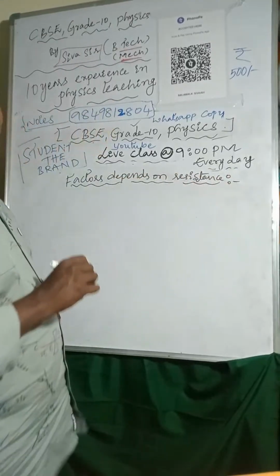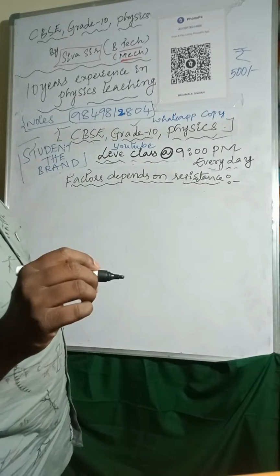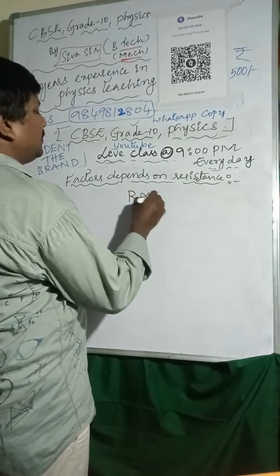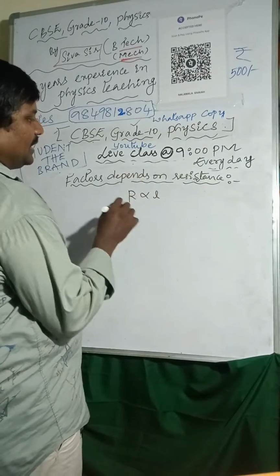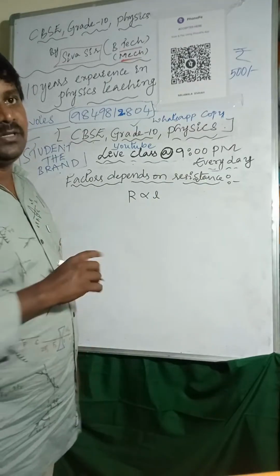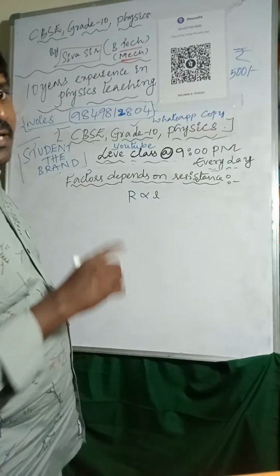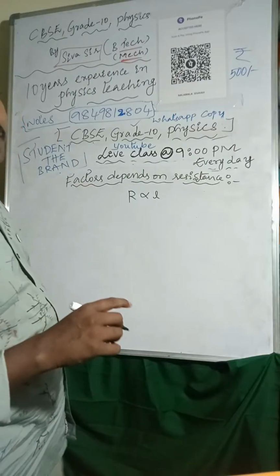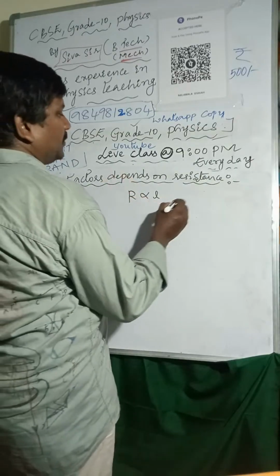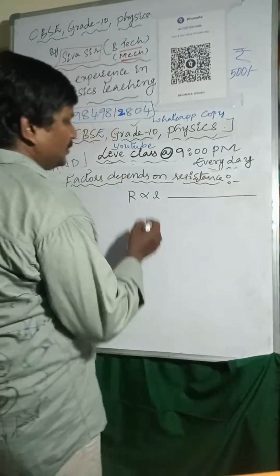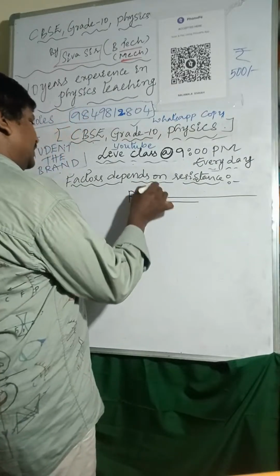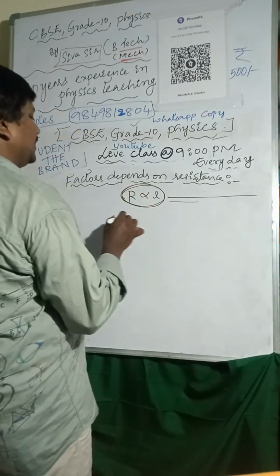Resistance depends on the length of the conductor. R is directly proportional to L. Questions will come related to this. Resistor and resistivity are very very important. If you take a long length, resistance will be more. If you take a short length, resistance will be less. So resistance is directly proportional to the length of the conductor.